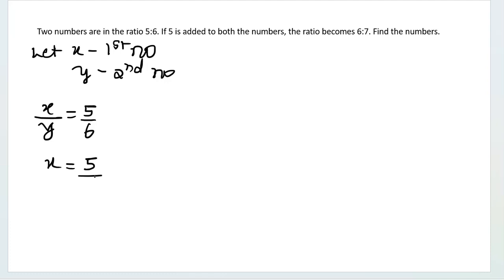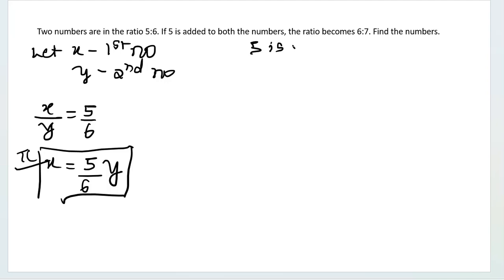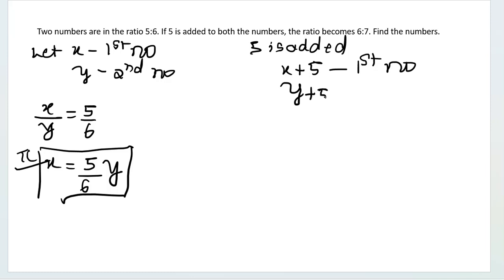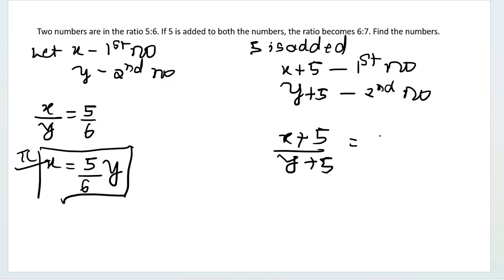So x upon y is 5 upon 6 and this will become a trump card. Now it is said if 5 is added to both the numbers. The first number is x. When 5 is added, it will become x plus 5. The second number is y. When 5 is added, it will become y plus 5. Now when 5 is added, the ratio becomes x plus 5 upon y plus 5. This ratio will become 6 by 7.